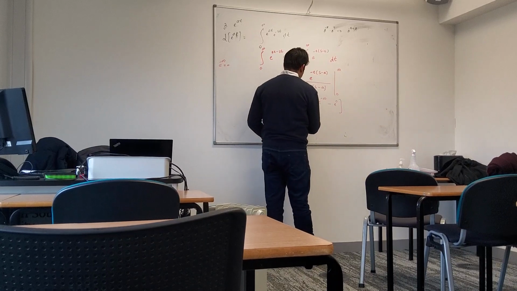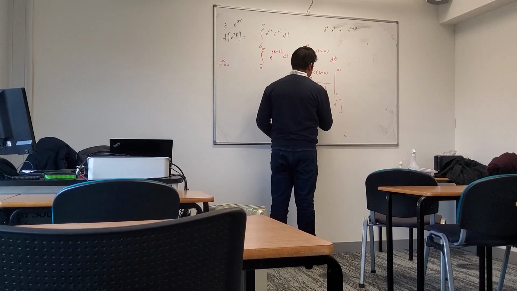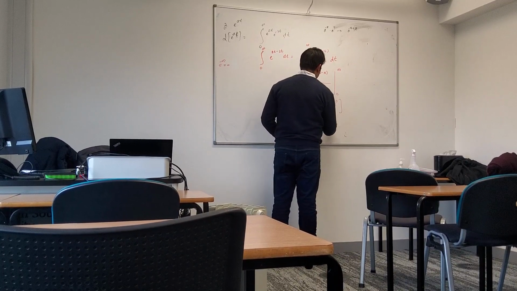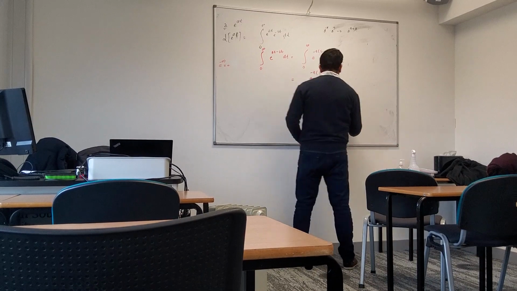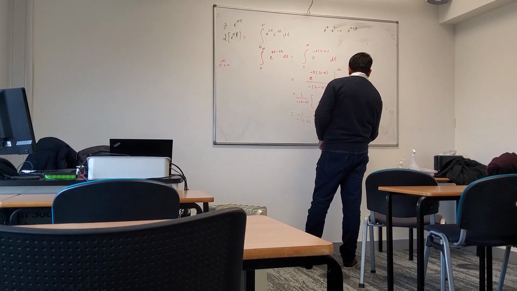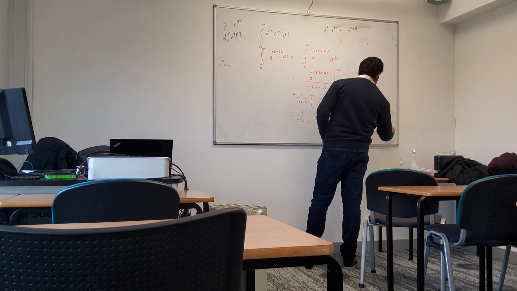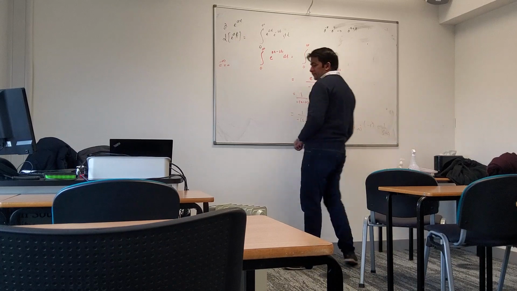So it would be 1 divided by s minus a. We should get e power minus infinity, and we know it's 0. So 0 minus 1. It would be 1 divided by minus (s minus a), and inside it would be minus 1. So this minus would be cancelled with this, and finally it would be 1 divided by s minus a.